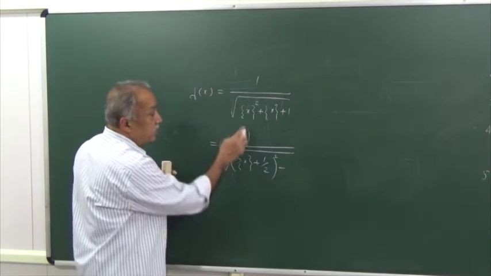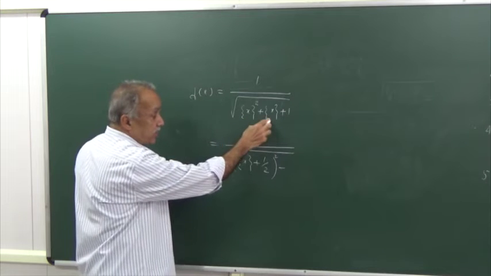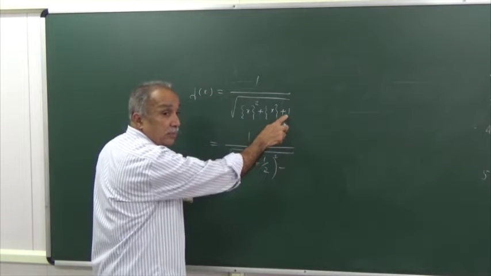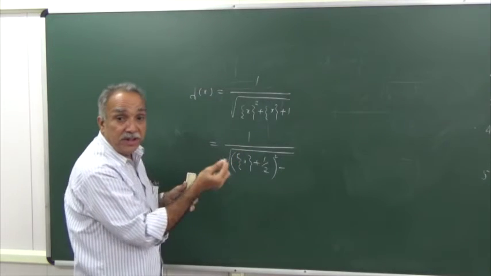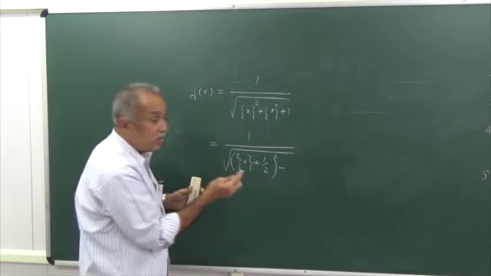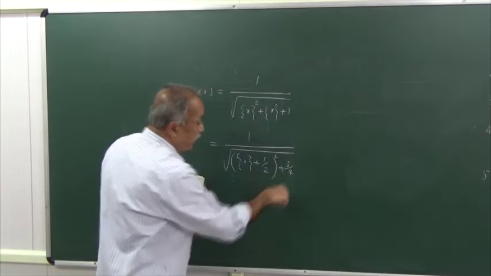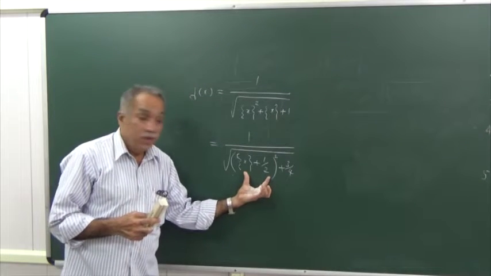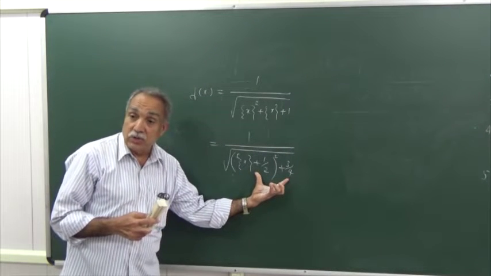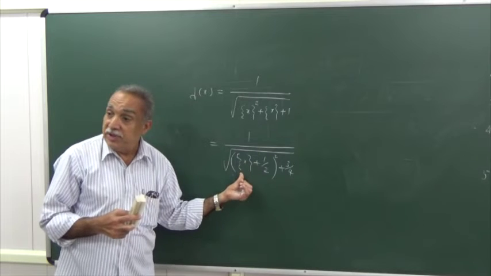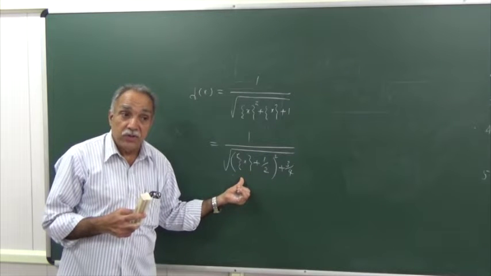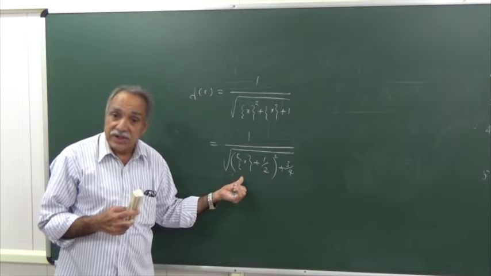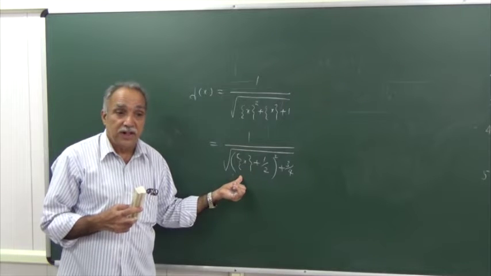When squared, this term will be covered, this term will be covered, this will not be fully covered, only partially covered. The part remaining uncovered is 3 by 4. This is always greater than or equal to 0. This will be always greater than or equal to 3 by 4. Will the denominator always remain non-negative? Will it always remain positive? Yes. Domain is set of all real numbers.